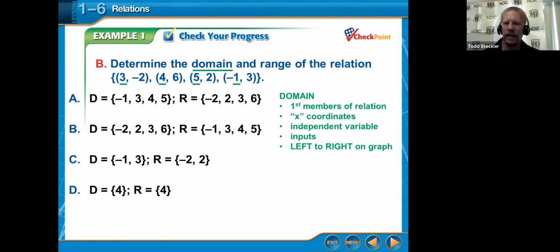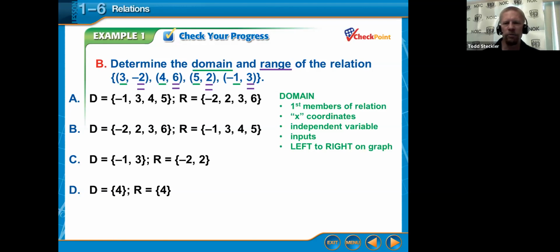A second thing that domain can be thought of are the x coordinates. So when we write ordered pairs, the first number in the ordered pair is always the x coordinate. The third bullet point, and we're going to need this for later on in this video, is that domain can be thought of as the independent variable. We can also think of domain as a set of inputs. If you think about a computer, an input is a domain member. And also on a graph, the domain is going from left to right in terms of direction.